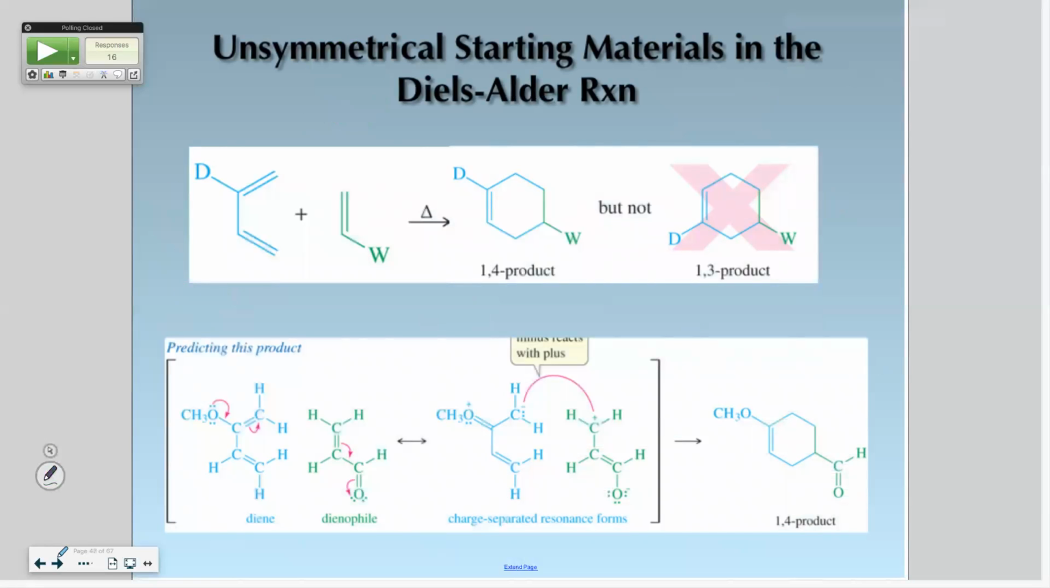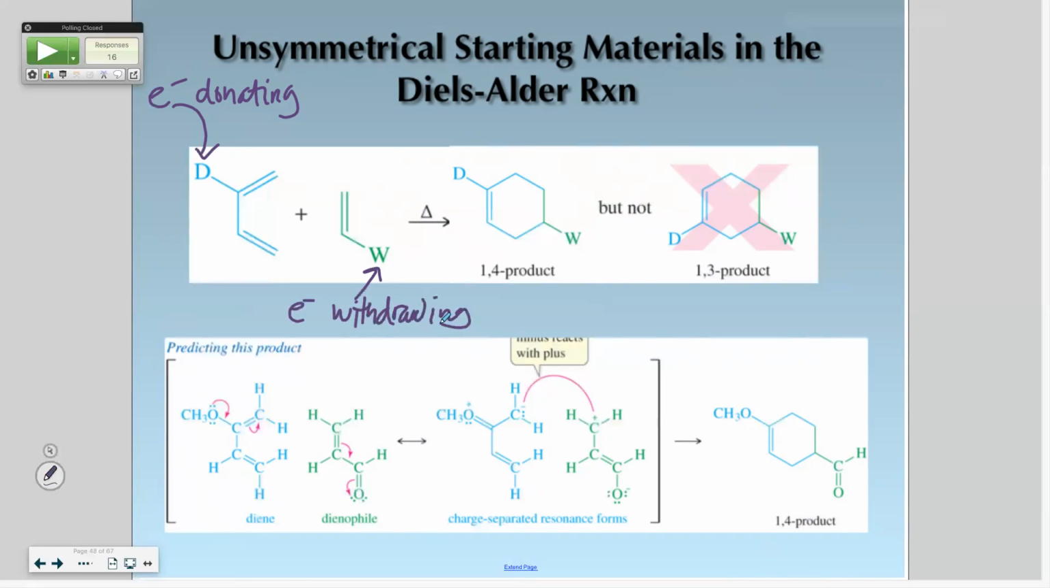Okay. Now, what if your things are unsymmetrical? Okay. So you'll notice that this compound has a D in it. That D does not mean deuterium. Okay? It means electron donating. So what do you think the W means? It does not mean tungsten. No tungsten in this class. What? Electron withdrawing. Okay?